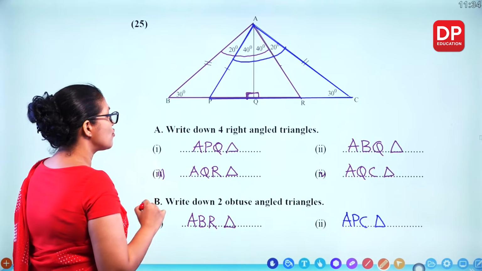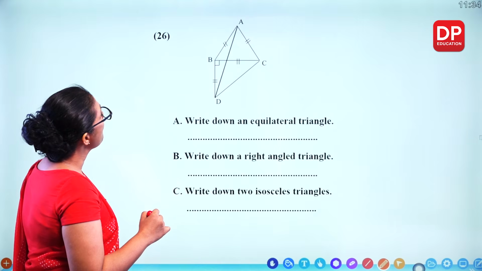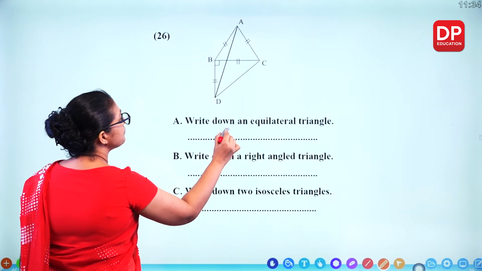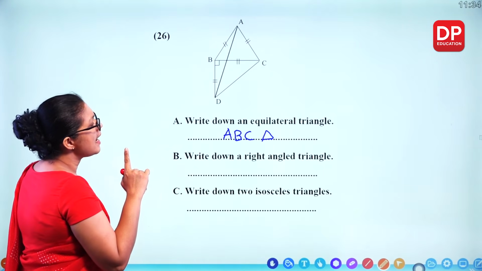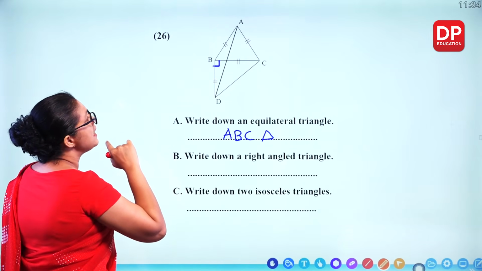Obtuse angled triangle. Write down an equilateral triangle here. These three lengths are equal, ABC. Write down a right angle triangle. Can you see this is right angle? BCD.